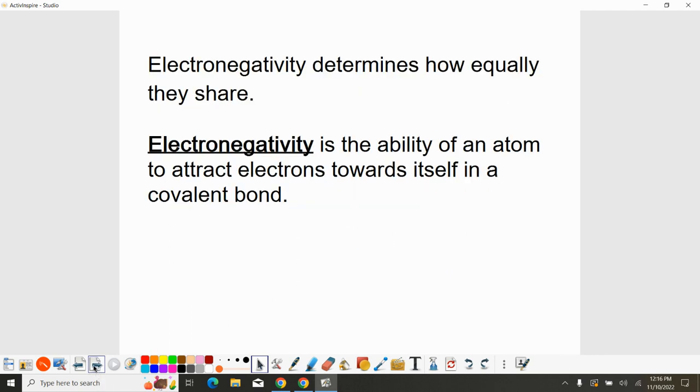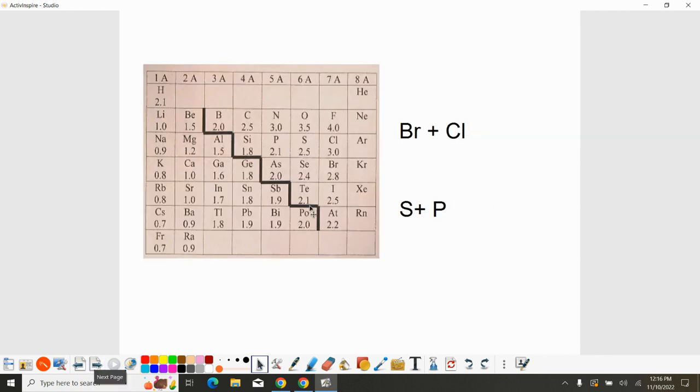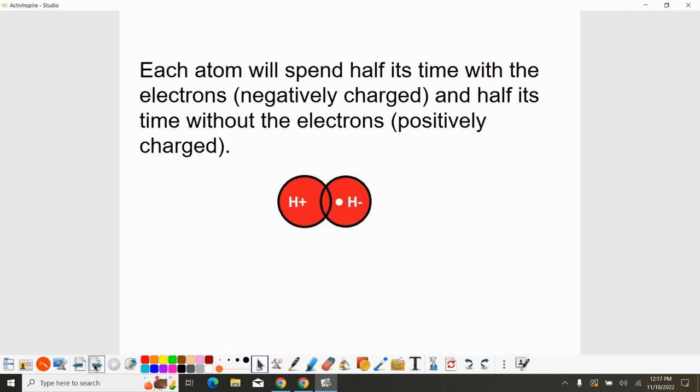Polarity was next. We talked about electronegativity and how it's all about the electronegativity differences. If you're between 0 and 0.4, your bond is nonpolar and the electrons are shared equally. So bromine and chlorine. Bromine is a 2.8, chlorine is a 3.0. The difference is 0.2. That falls in that 0 to 0.4 range. Those are not polar bonds.